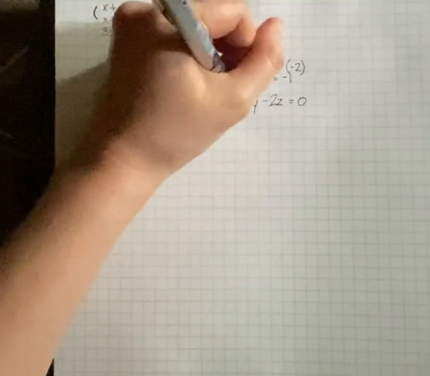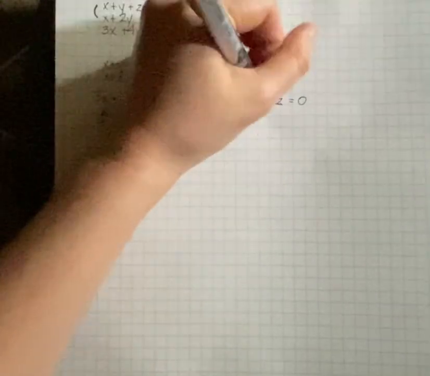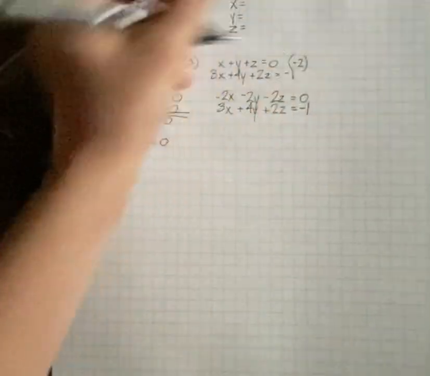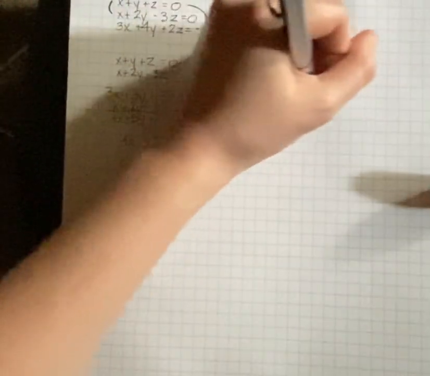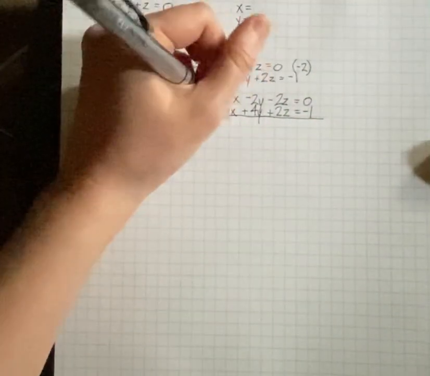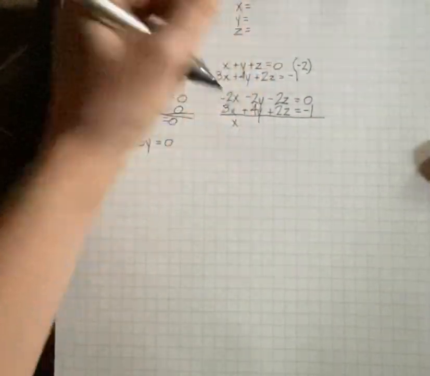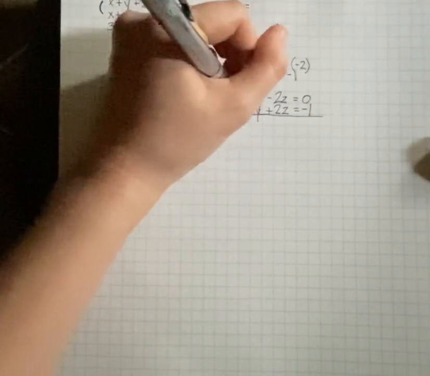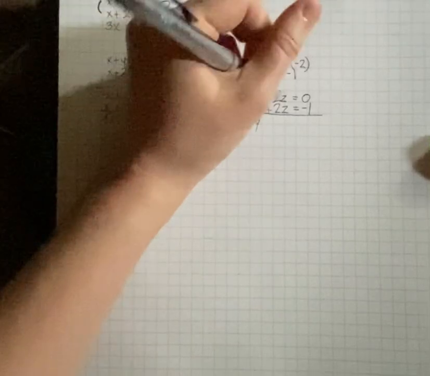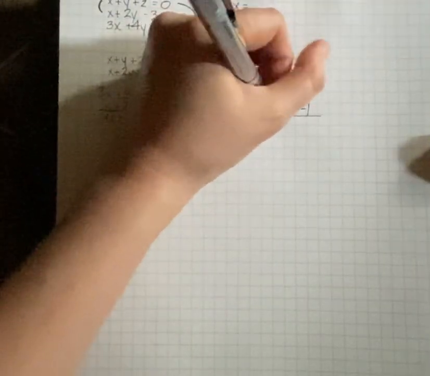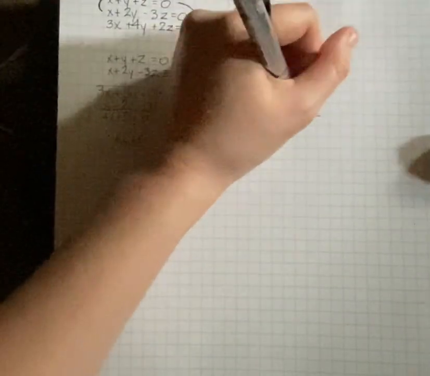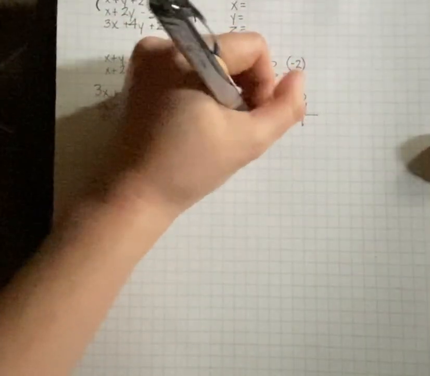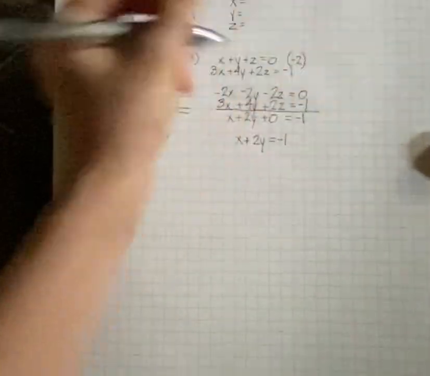Okay, we've got 3x plus 4y plus 2z equals negative 1. Okay, we draw our line. Negative 2x plus 3x gives us just x. Negative 2y plus 4y gives us positive 2y. And then negative 2z plus 2z gives us 0. And then 0 minus 1 is just negative 1. So in the end, we've got x plus 2y equals negative 1.